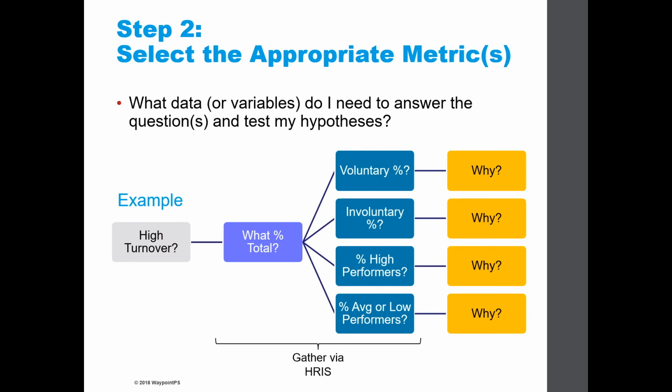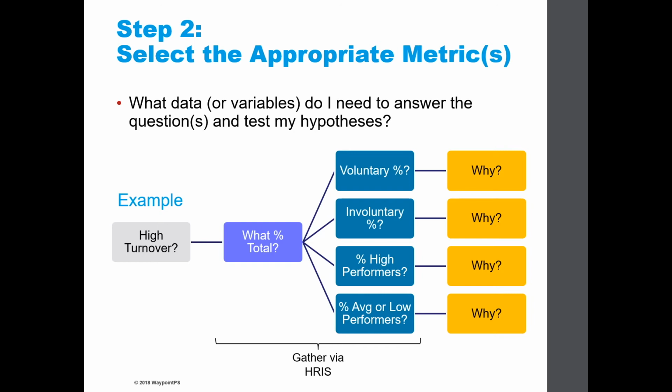Another question is percent of high performers. If you're able to determine, among the employees that are leaving your organization, what percentage are considered to be high performers? And of course, you'll need the performance evaluation data for that to determine whether they are, in fact, high performers or average or low performers.